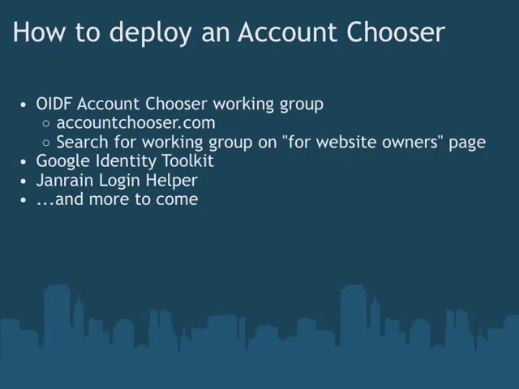Now, you might also say, well, that's great, but I actually want to deploy this. Where do I get technology? How do I do it? Well, if you go to that account chooser working group place, you could just download the raw information about how we suggest building your own. There's actually even specific suggested CSS and HTML to be visually consistent. But the website also lists some tools that are already available in the market to help you deploy an account chooser. One from Google called the Google Identity Toolkit, another from Janrain, Login Helper, but they're starting to incorporate it with their Engage product. And there are other vendors to come that are adding it.